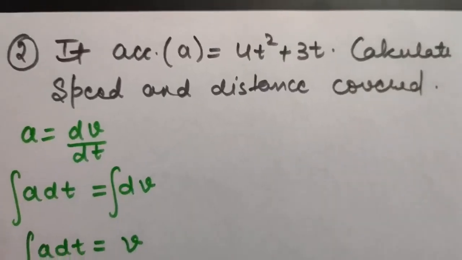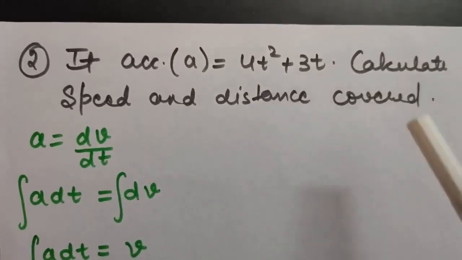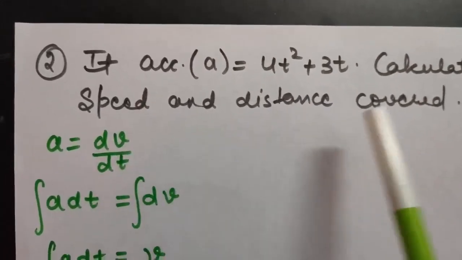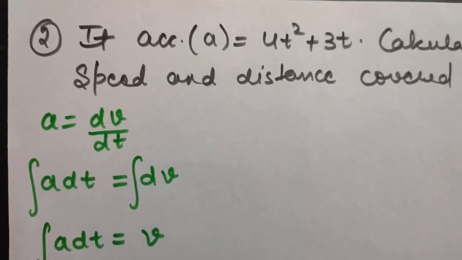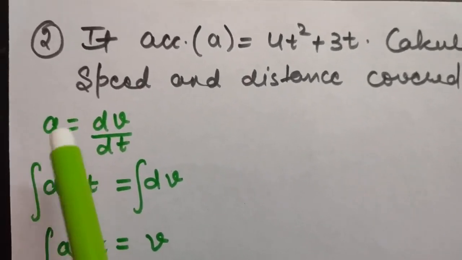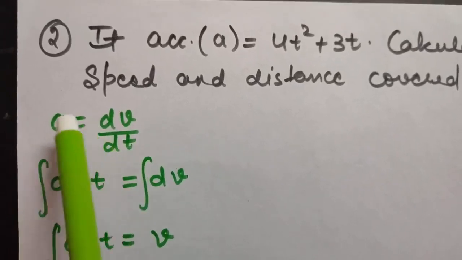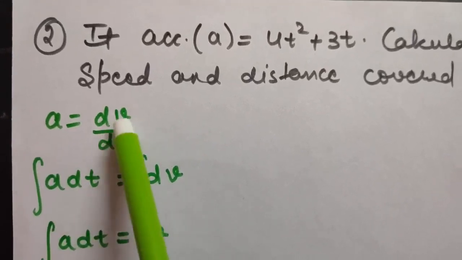Okay, one more question is there. If acceleration is 4t square plus 3t, calculate speed and distance covered. Now acceleration is given to you and you are asked about speed and distance. So how to calculate it? See, a is dv by dt, you know that. Now if I cross multiply the terms, it will become a dt and this will remain dv.